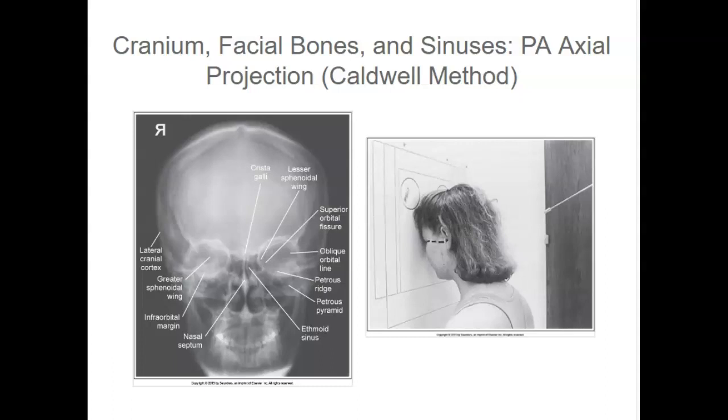exposure field. Again, with this projection, you're going to want the OML aligned perpendicular with the IR. That's going to determine where your petrous ridges lie. For a PA axial projection, you're going to use a 15-degree caudal angle, but if you're using an AP projection, you're going to reverse the angle and it's going to be a 15-degree cephalic central ray. And lastly, your central ray will be directed to enter or exit at the nasion.